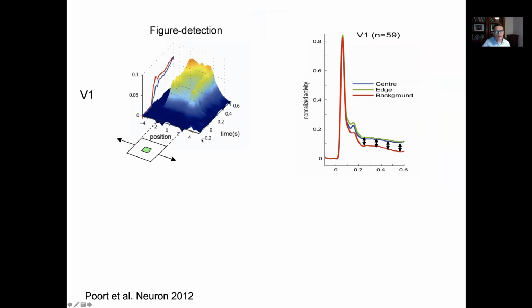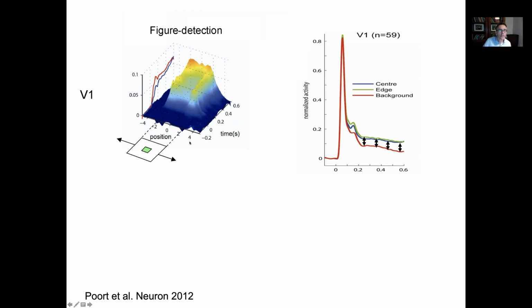What you see here on the x-axis is the position of the figure relative to the receptive field that was varied across trials. Okay, so here at 4, the receptive field is outside the figure. At 2, the receptive field was on the edge of the figure. The figure had the size of 4 degrees. At 0, the receptive field was in the center of the figure. At -2, it was on the other edge, and then at -4, it was on the background again. Okay? And on this axis are these excess spikes, so basically the difference between the red curve and the other two.